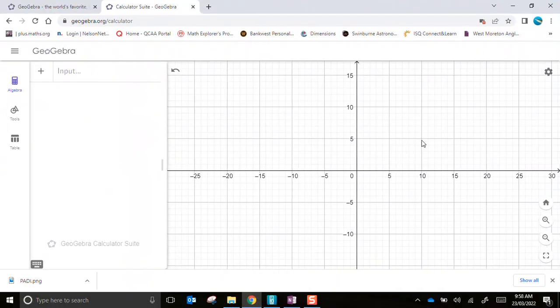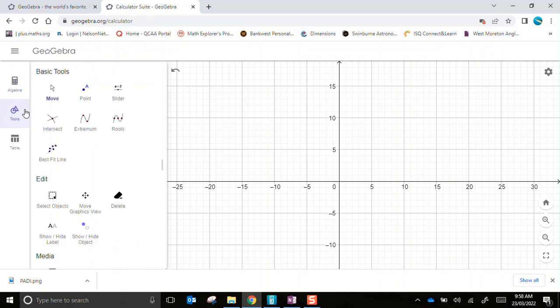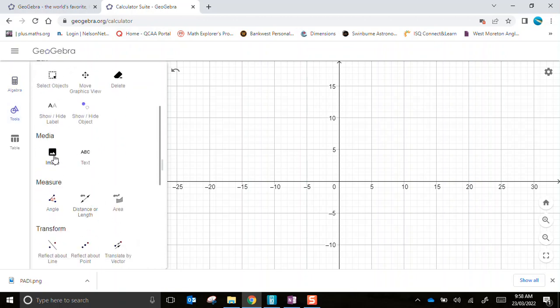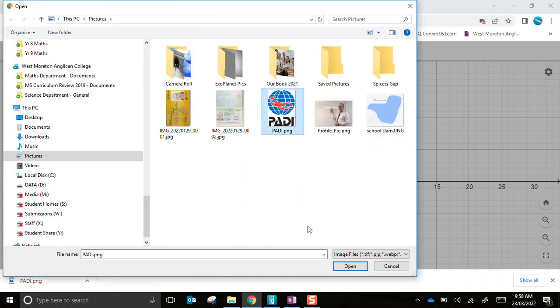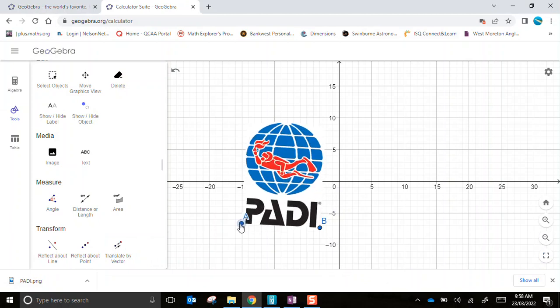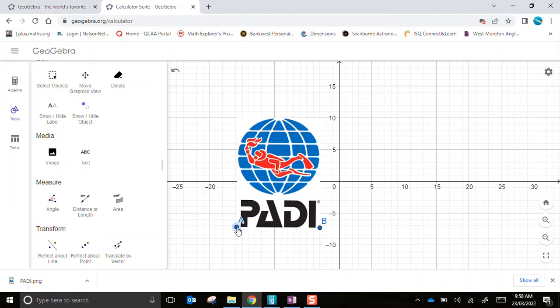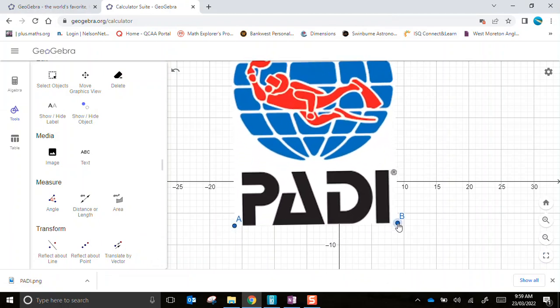So I'm going to be demonstrating this with the use of a piece of software called GeoGebra, which is lovely software, completely free. This is the online version. I'll be starting off with the tools, and I'll be selecting an image. I'll just have a quick browse. That's the one that I want. Here it is. Now once the image is in place, I can use these points at the bottom to resize or change the orientation of the image. I might make it a bit bigger.